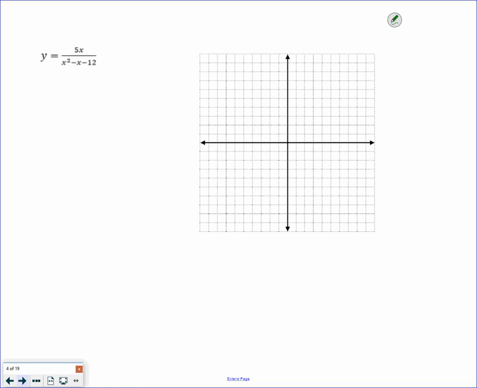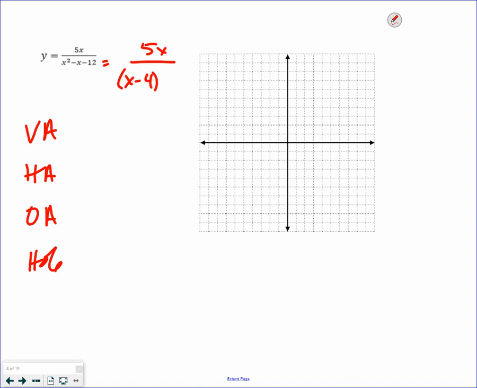All right, a little bit more complicated one. I'm still going to do vertical asymptote, horizontal asymptote, oblique asymptote, and hole. The bottom is factorable. So I end up getting x minus 4 and x plus 3, which means I have more than one vertical asymptote. I have a vertical asymptote when x equals 4, and I have a vertical asymptote when x equals -3.